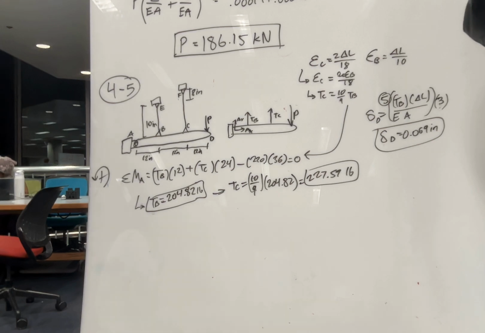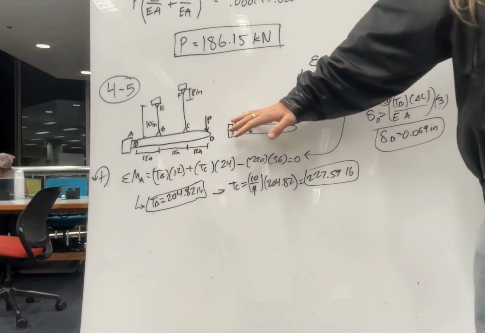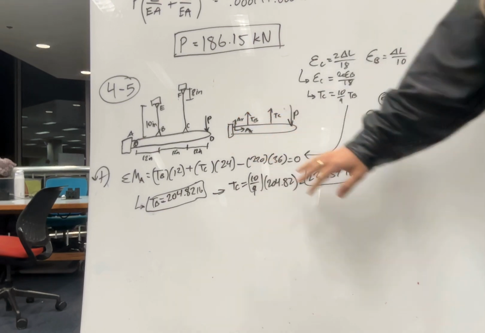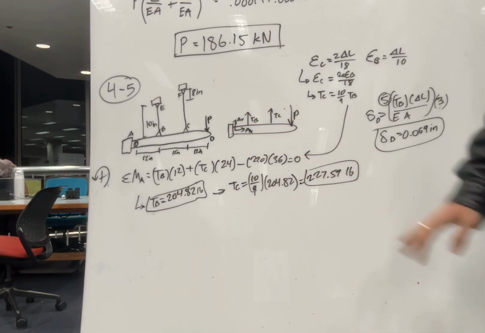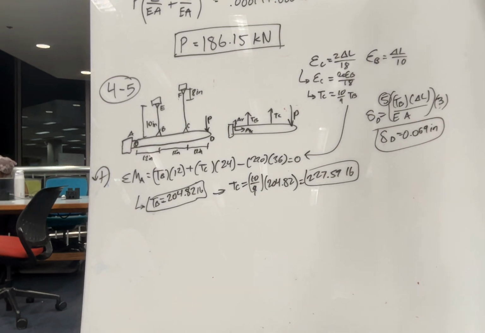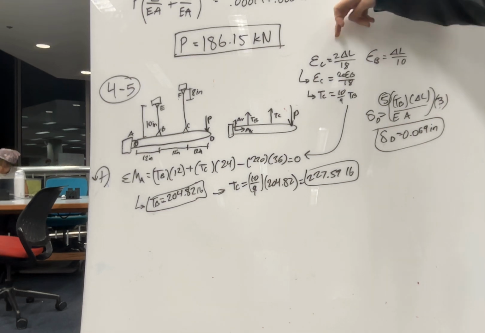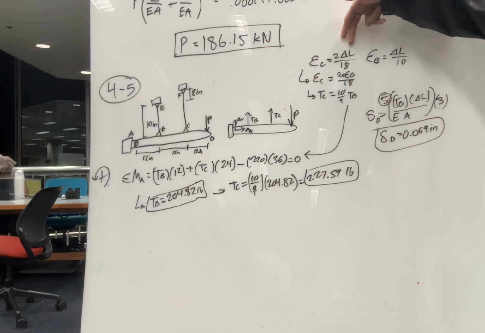The thing that made most sense to me first was to set up a moment about A, so we can cancel out these reaction forces. We don't have to worry about that. That'll give us an equation in terms of 2 unknowns. So now we need to find a way to relate one to the other, which we can do with this strain equation. I did this a couple days ago, so I'm trying to remember how I derived this exactly. If you guys remember, that would help too.